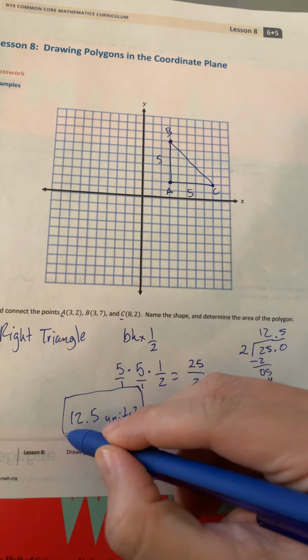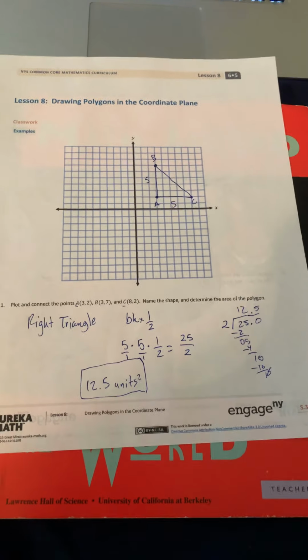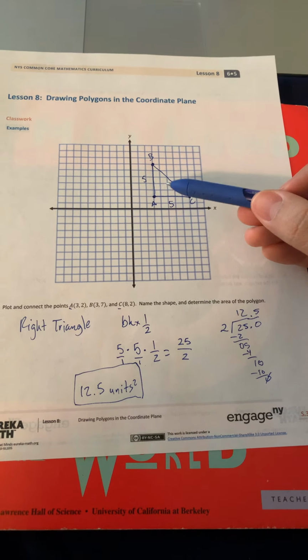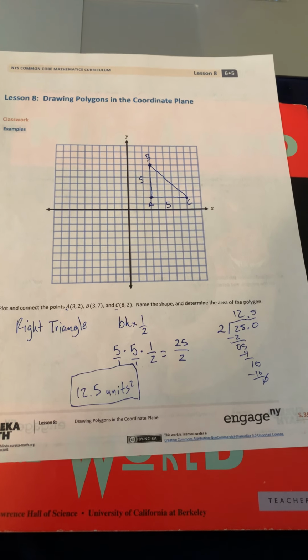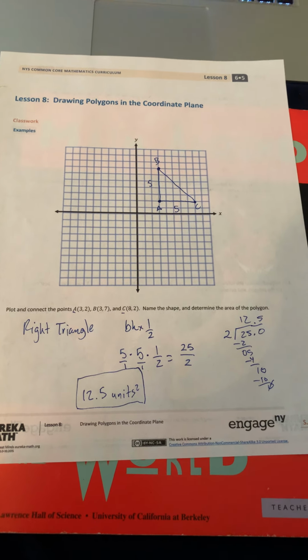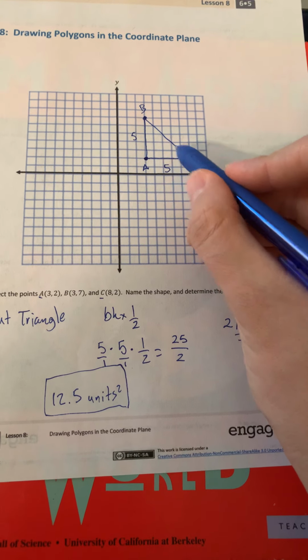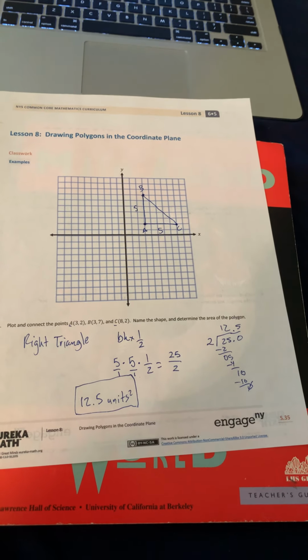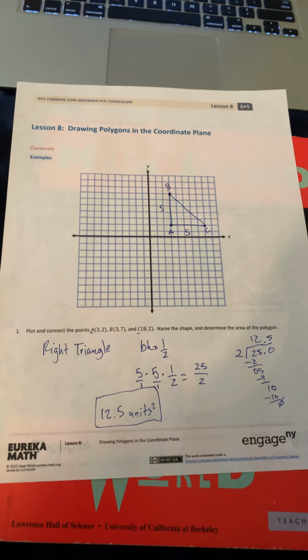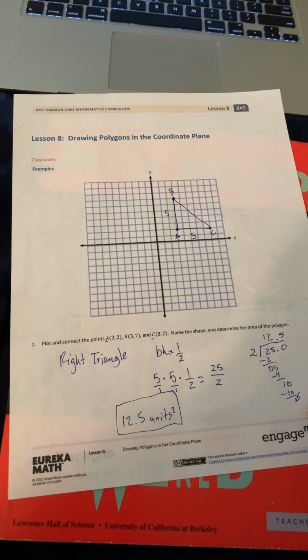squared. So that's the formula. That's the area for this triangle right here. And you can actually go in and count them, and it's going to add up to 12.5 units. If you have any questions on this, pause it, send me a video, a message on Class Dojo, or email.